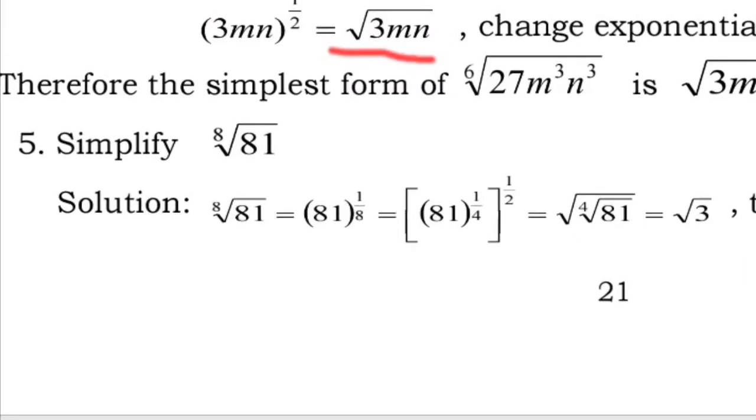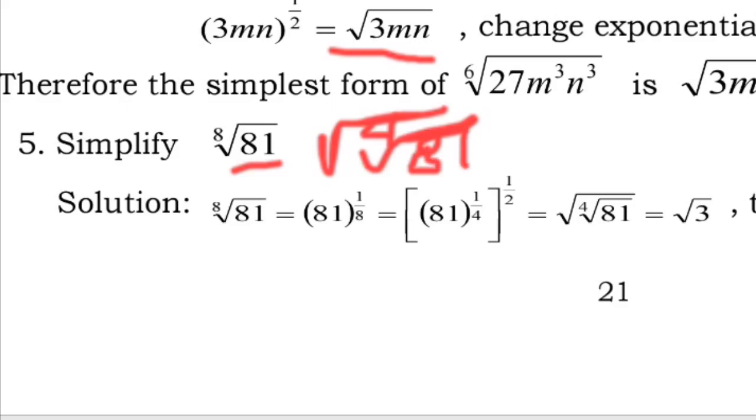Number 5, simplify the 8th root of 81. Now, since 81 is a perfect 4th power, we can express the 8th root of 81 as the square root of the 4th root of 81. Then the 4th root of 81 is 3, so we can have our answer as the square root of 3.